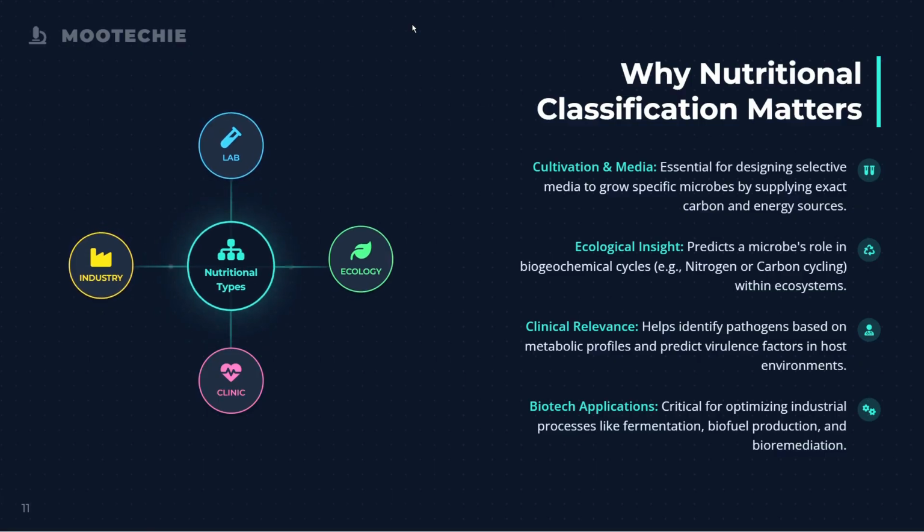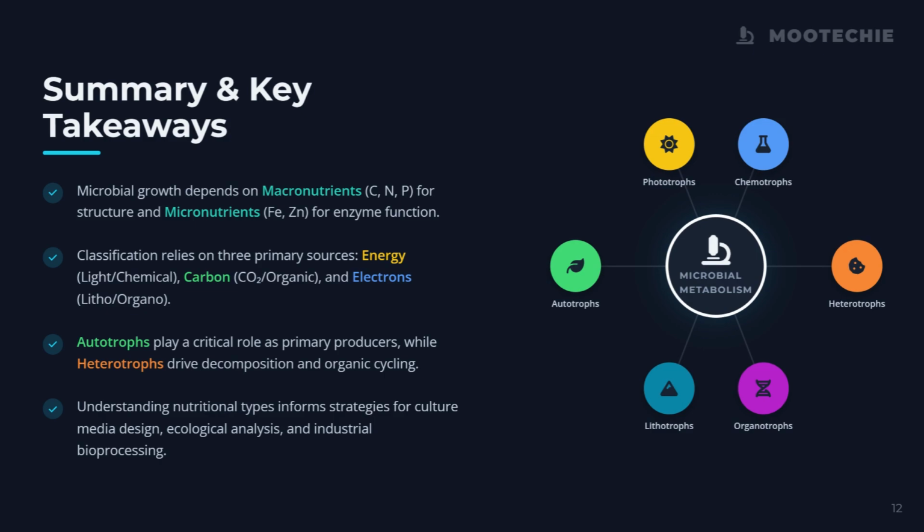The icons represent these interconnected worlds: the lab flask, the clinical cross, the factory for industry, and the leaf for ecology, all connected through the central concept of nutritional types. Let's recap with a summary and key takeaways. Microbial growth fundamentally depends on macronutrients like carbon, nitrogen, and phosphorus for structure, and micronutrients like iron and zinc for enzyme function. We classify microbes based on three primary sources: their energy source, light or chemical; their carbon source, CO2 or organic; and their electron source, litho for inorganic or organo for organic.